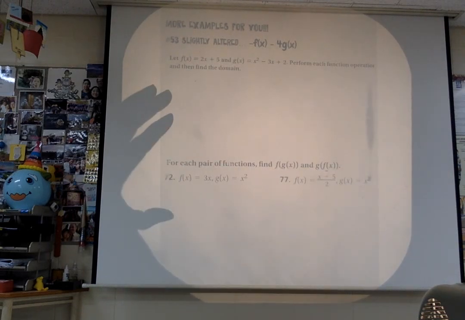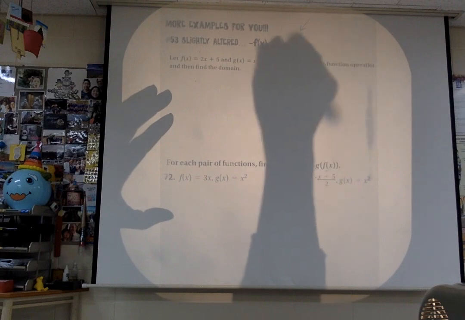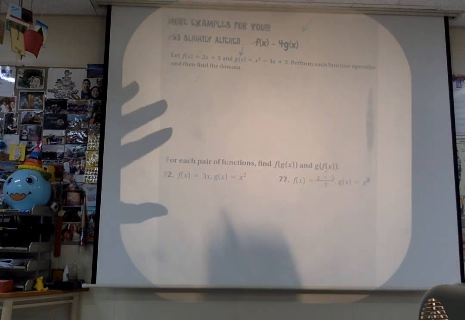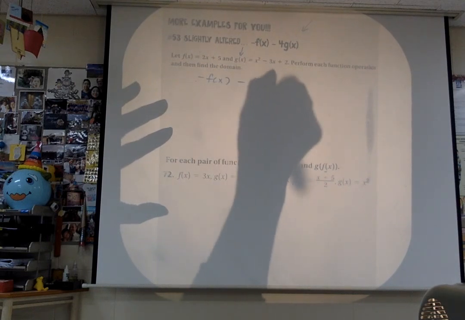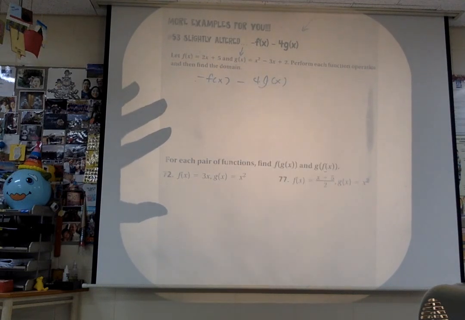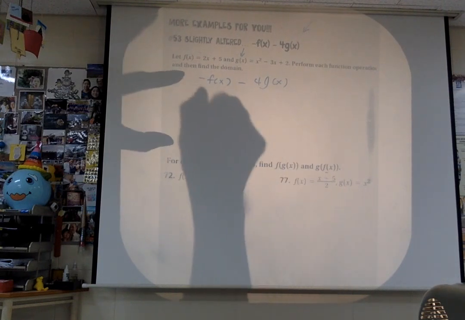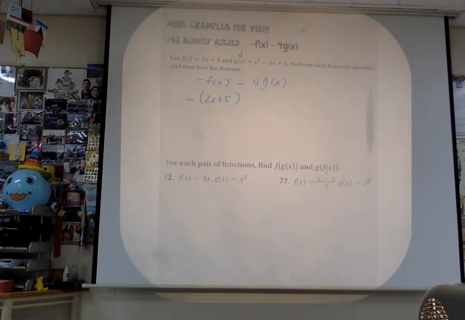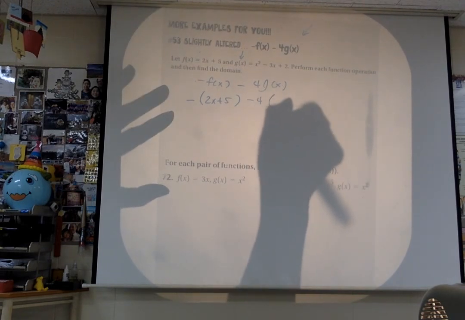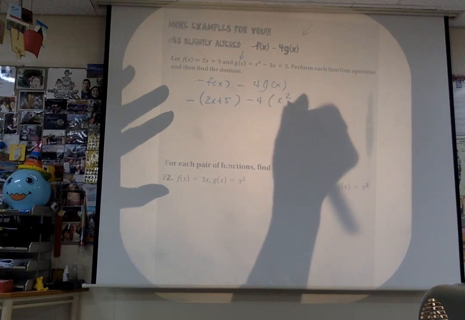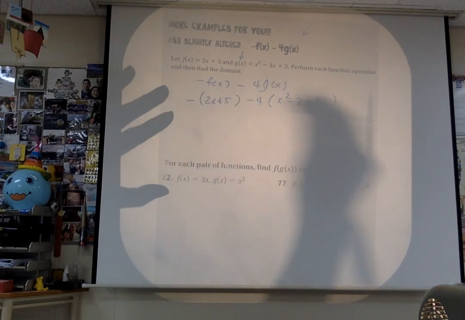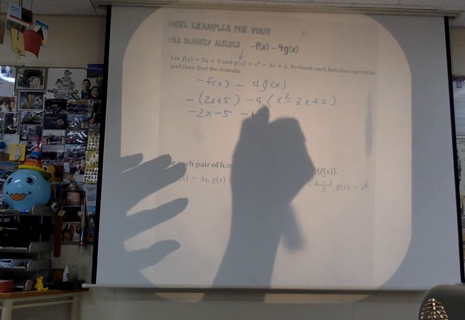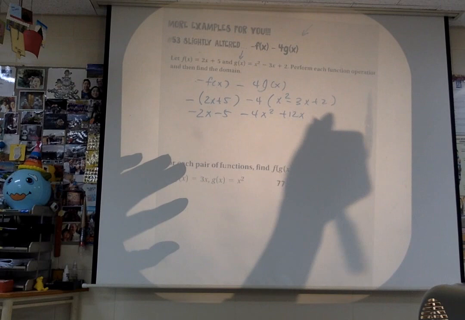Now, we're going to do this using this here. Perform each function operation and then find the domain. So I'm going to do negative f of x minus 4 g of x. All right, so we're going to go negative f of x. f of x is what? 2x plus 5, right? Minus 4 times g of x, but g of x is here: x squared minus 3x plus 2. Go ahead and simplify that all you want. You'll get something like this: negative 2x minus 5 minus 4x squared plus 12x minus 8.